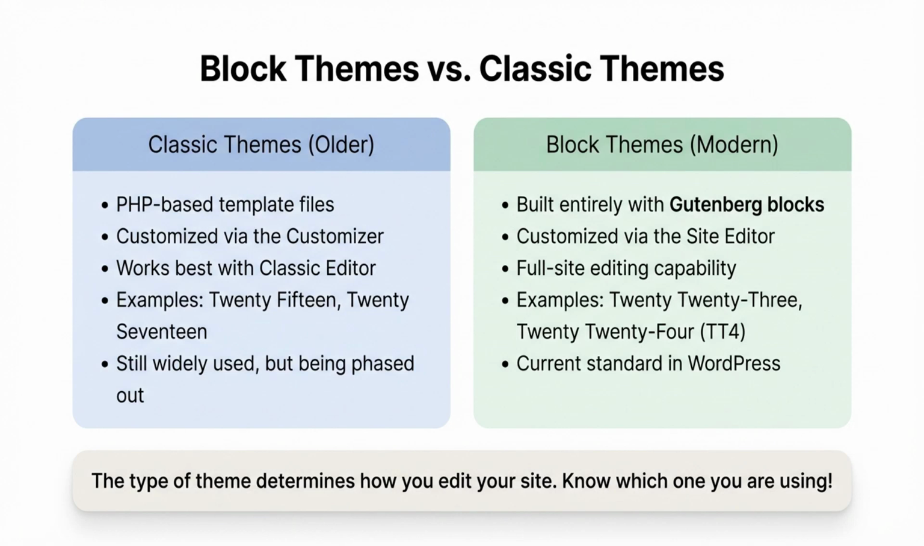WordPress has 2 distinct types of themes, and knowing the difference matters a lot for how you'll edit your site. Classic themes are the older style. They use PHP template files and are customized through the WordPress customizer. Block themes are the modern standard, built entirely with the Gutenberg block editor and edited through the full site editor. The instructor noted that a student's old site was running a block-style theme, which explained why the editing experience felt different from what they expected.